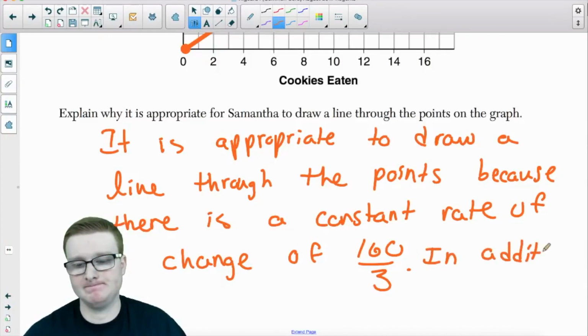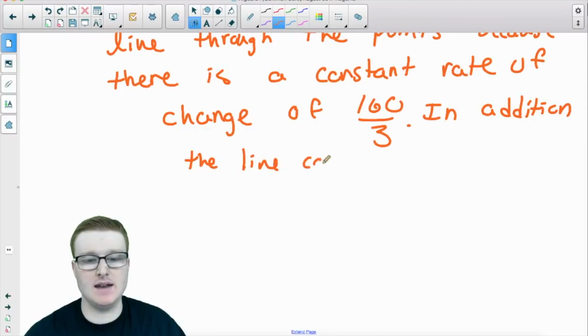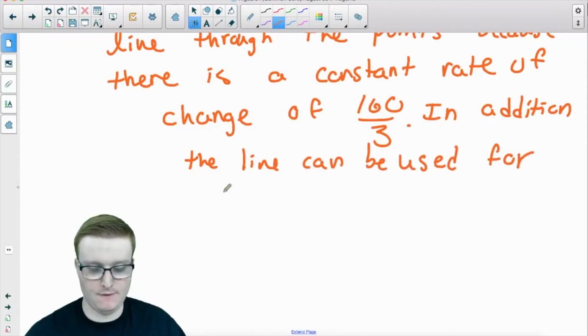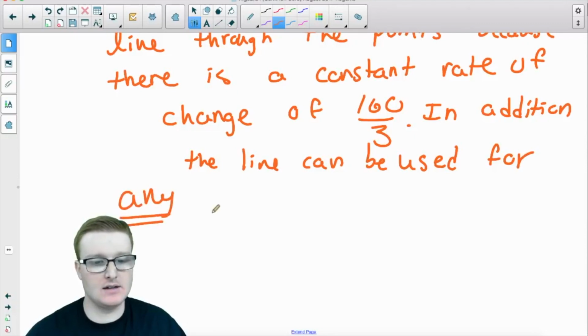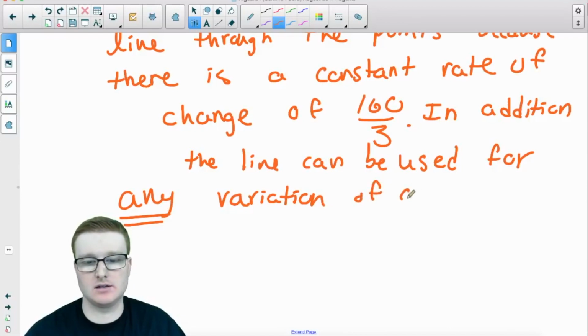So, you could say this. In addition, and this is where the variation comes in with the cookies. In addition, the line can be used for any variation of cookie intake.